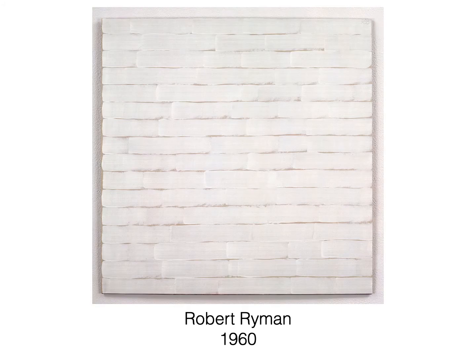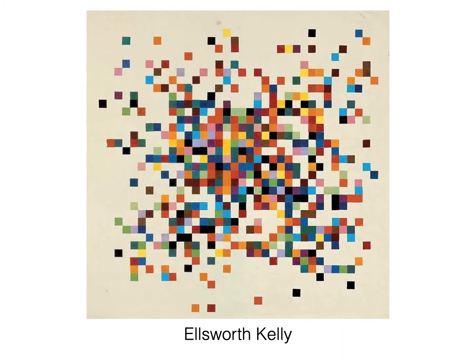Robert Ryman is an artist who confined his whole life to painting with only white paint the whole time. That might sound a little ridiculous, but think of it this way: if you reduce your options, sometimes you find a lot of subtlety within what's left, I would say.